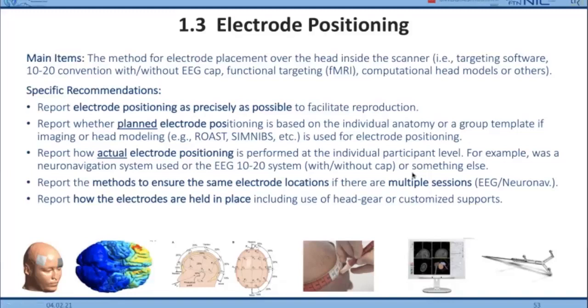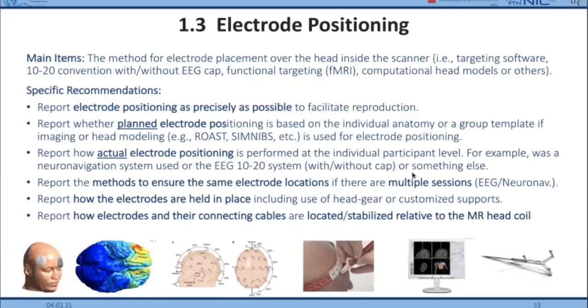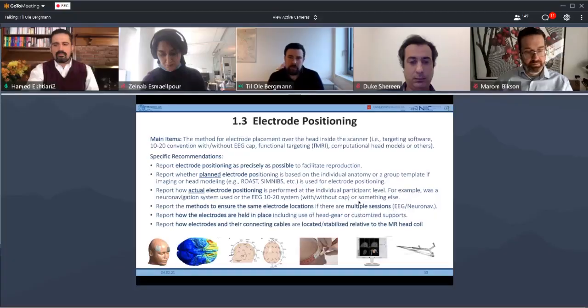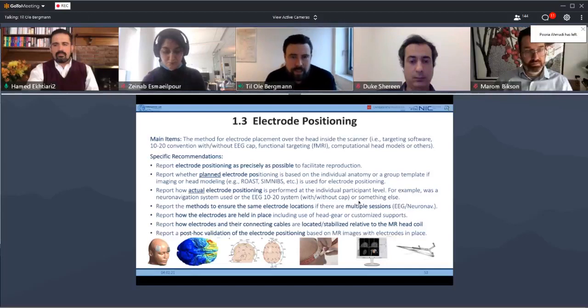which could be bandages, nets, sticky rings, whatever. Next. And also how electrodes and the head are actually stabilized, how they're positioned in the MR relative to the head coil, and how the maintenance of this position is ensured throughout the measurement.